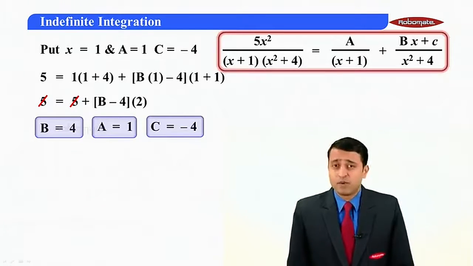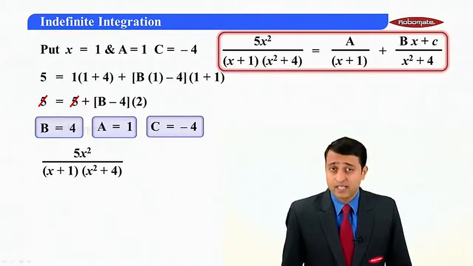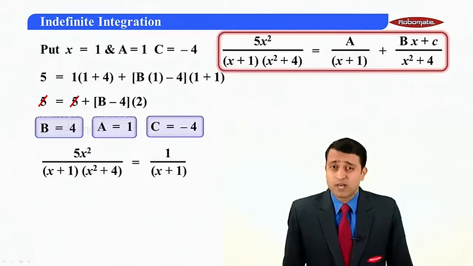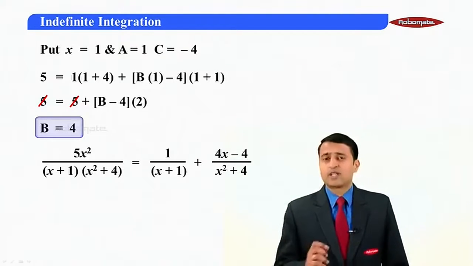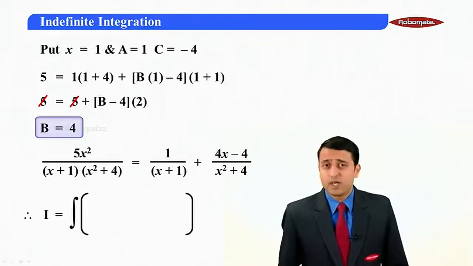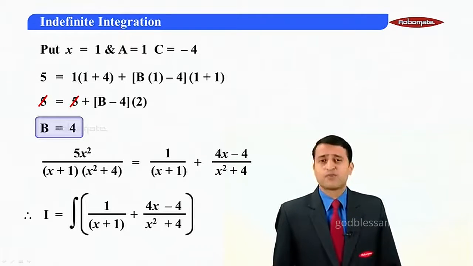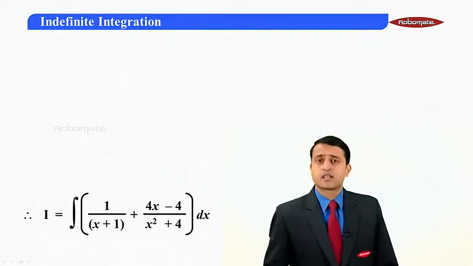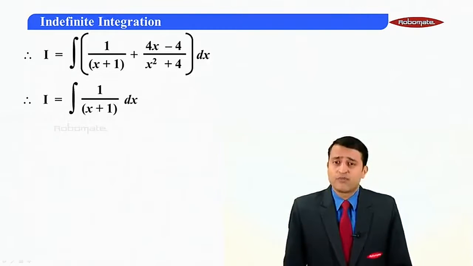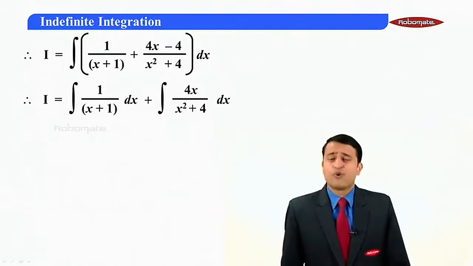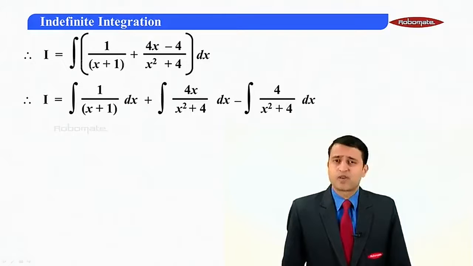Let us write the partial form. So 5x square upon x plus 1 into x square plus 4 will be written as, can I say 1 upon x plus 1 plus 4x minus 4 upon x square plus 4. Now let's go to integrate. So the integral will become equal to integral of 1 upon x plus 1 plus 4x minus 4 upon x square plus 4 dx. Let's take the integral further. So let's separate the terms. What we'll get is integral of 1 upon x plus 1 dx plus 4x upon x square plus 4 dx minus of 4 upon x square plus 4 dx.